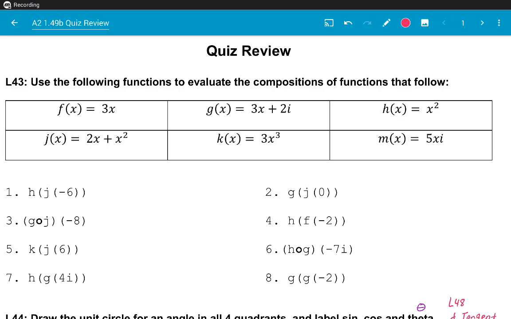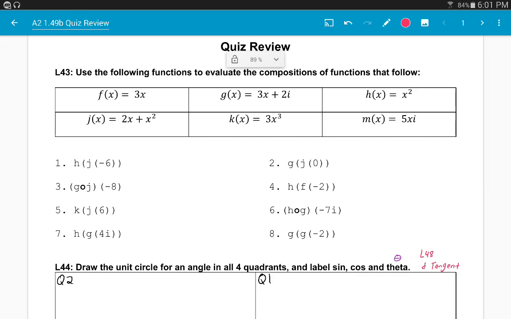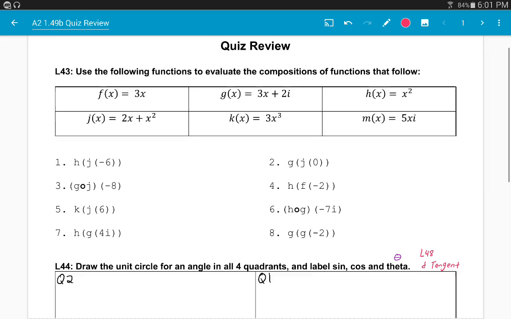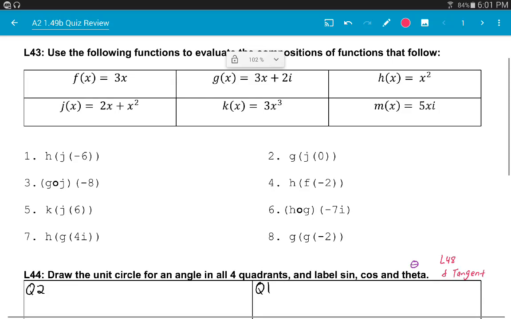Here's a little review video for our upcoming quiz. I'm just going to go through one question in each section from the review sheet. Now I'll do question 6 for the composition of functions.